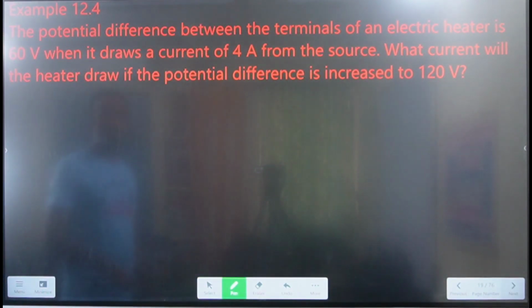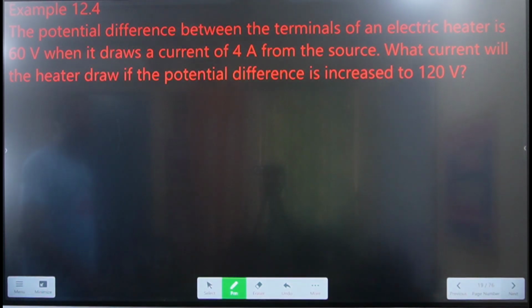Yeah, here we have one question. The potential difference between the terminals of an electric heater is 60 volts. When it draws a current of 4 ampere from the source, what current will the heater draw if the potential difference is increased to 120 volts?